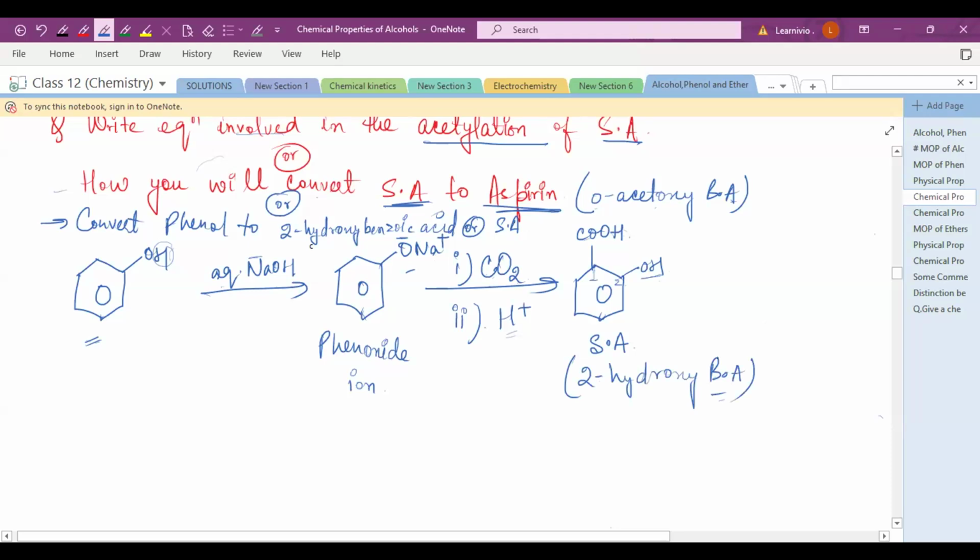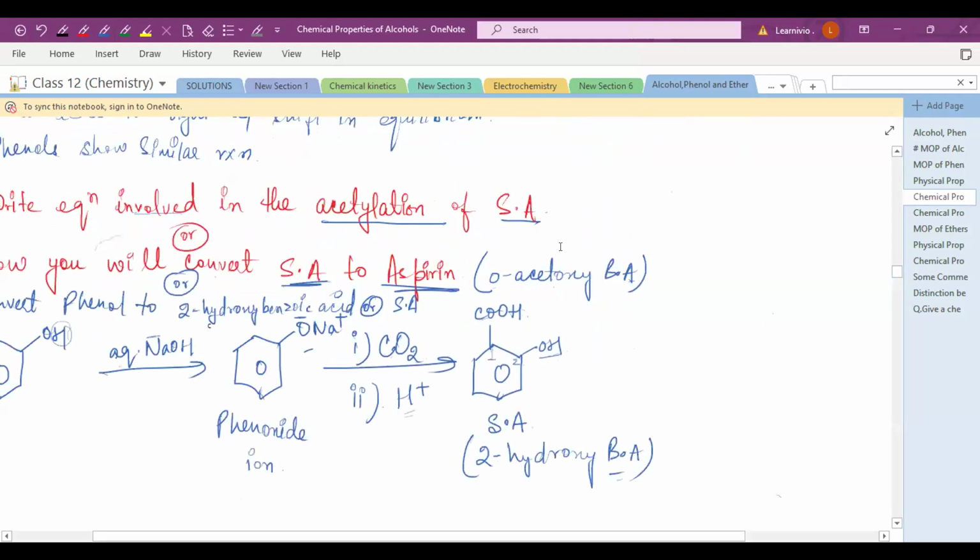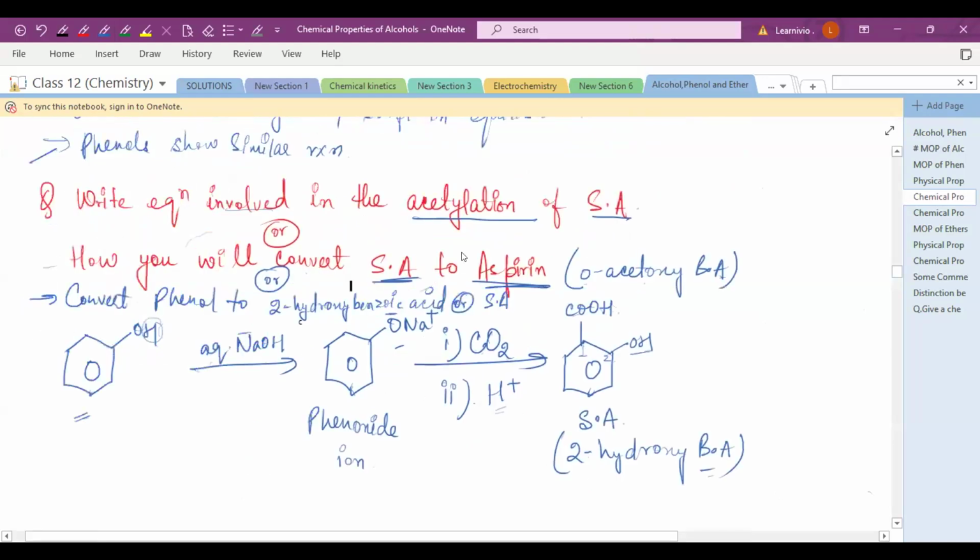But what about the acetylation of salicylic acid? If the first question is to write down the equation involved in the acetylation of salicylic acid.